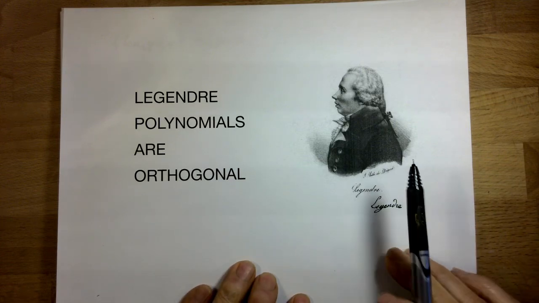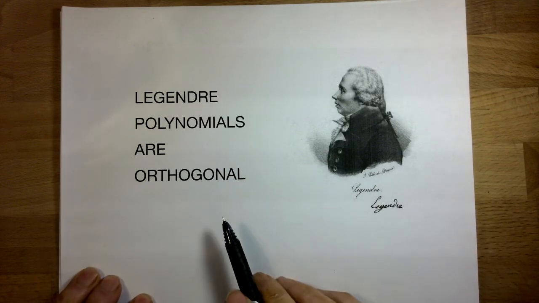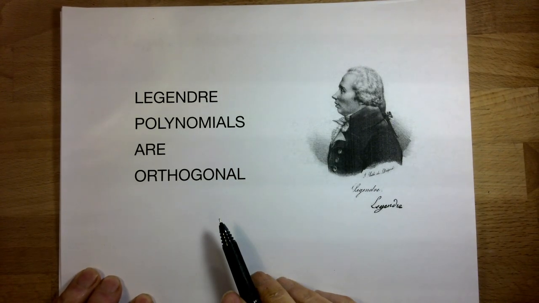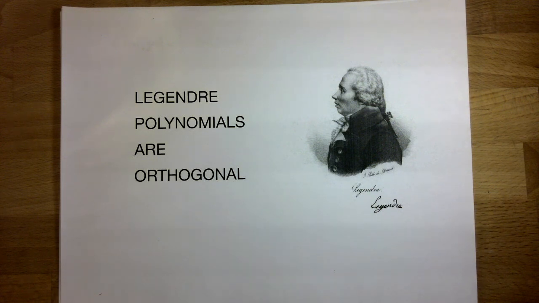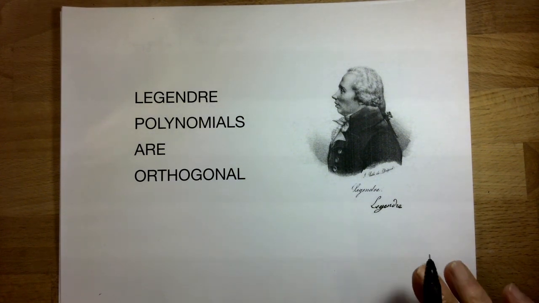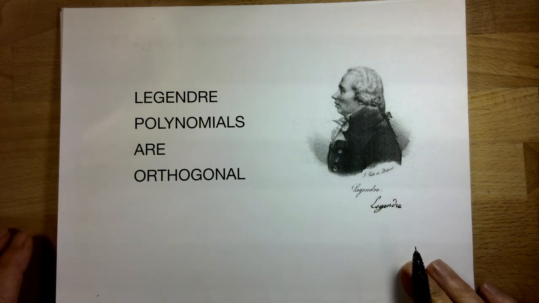I'll be looking at the Legendre polynomials, the properties that they have, that they are orthogonal. There's our guy Legendre, who was born September 18, 1752 in Paris and died on January 9th, 1833. So he had a nice long life, and he did a lot in astrophysics and mathematics.